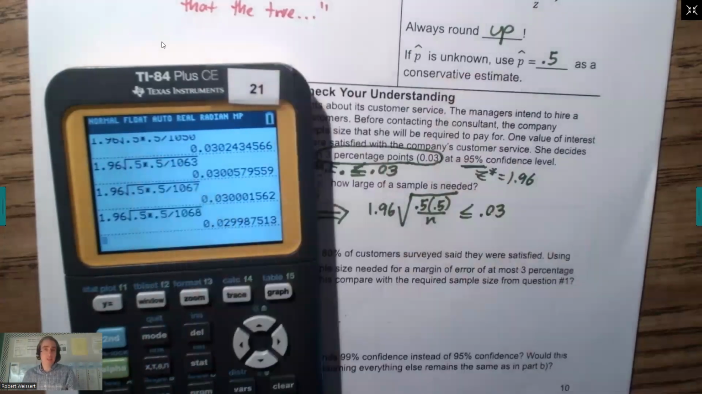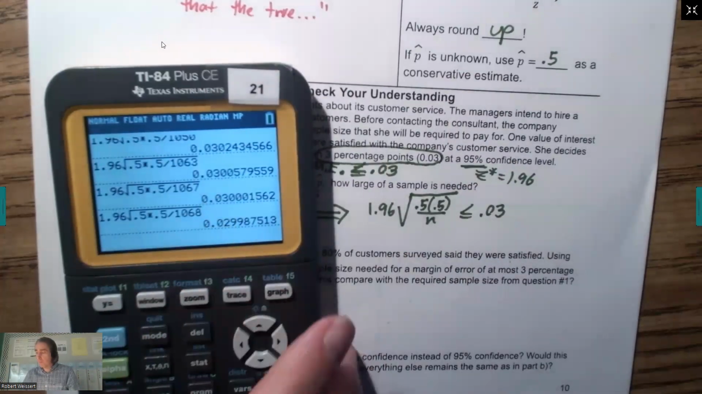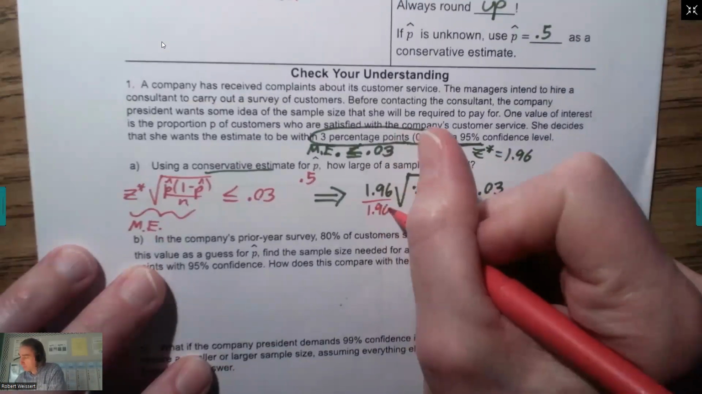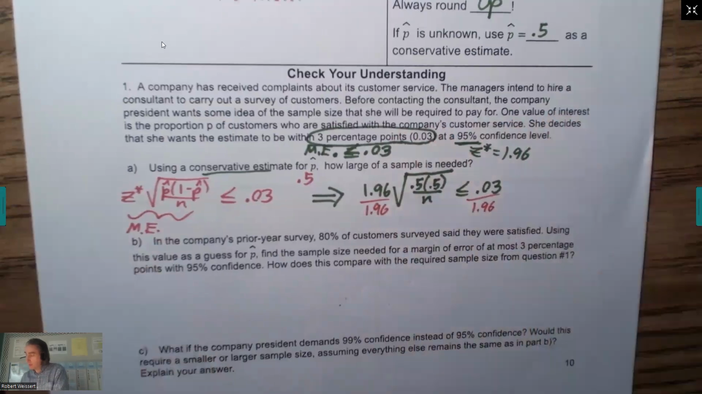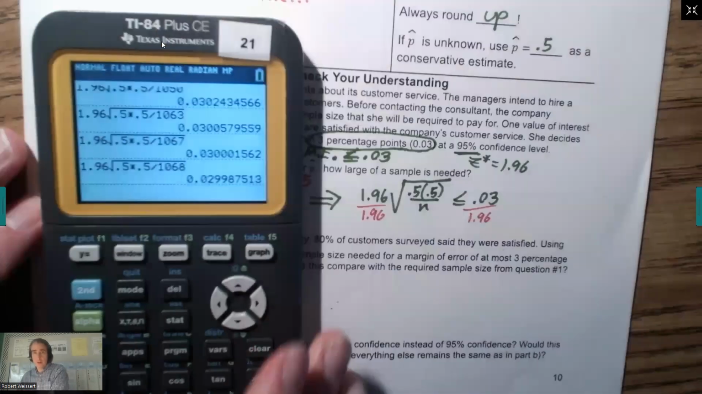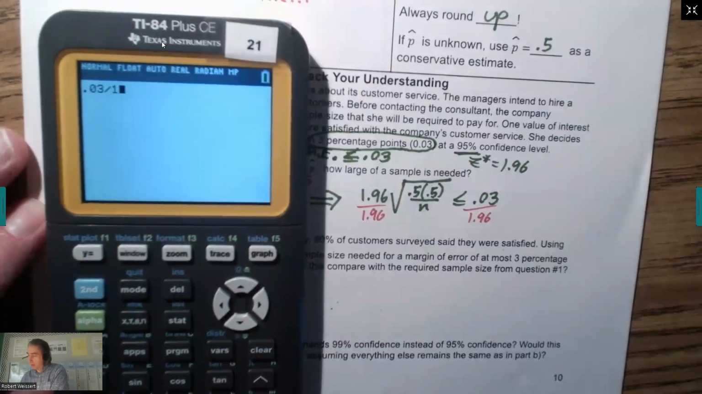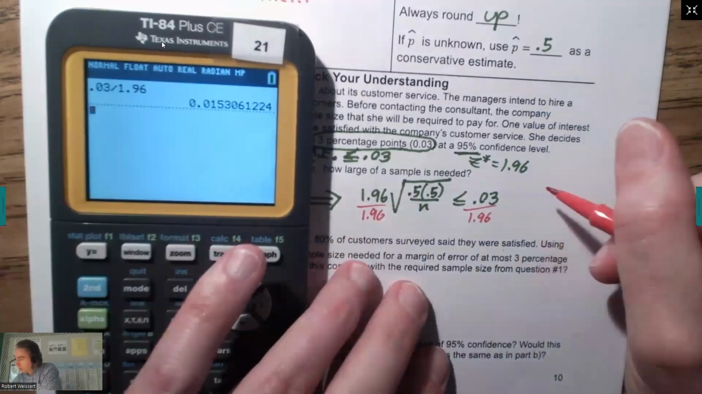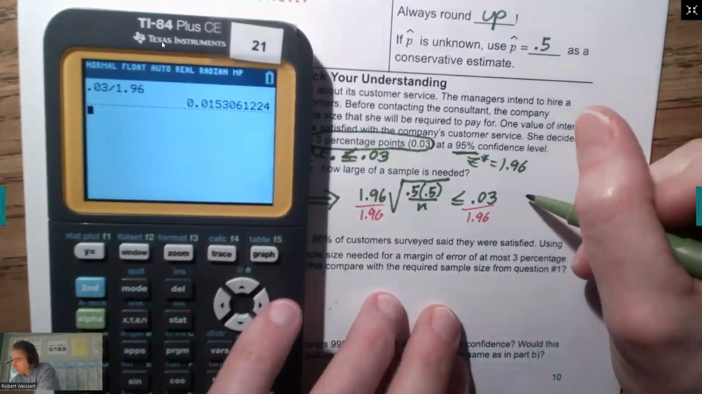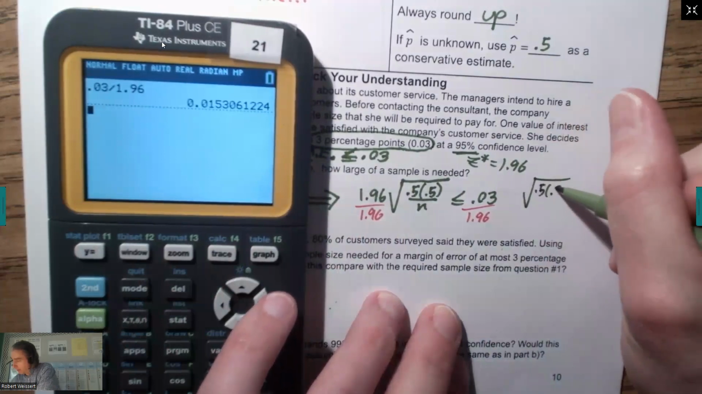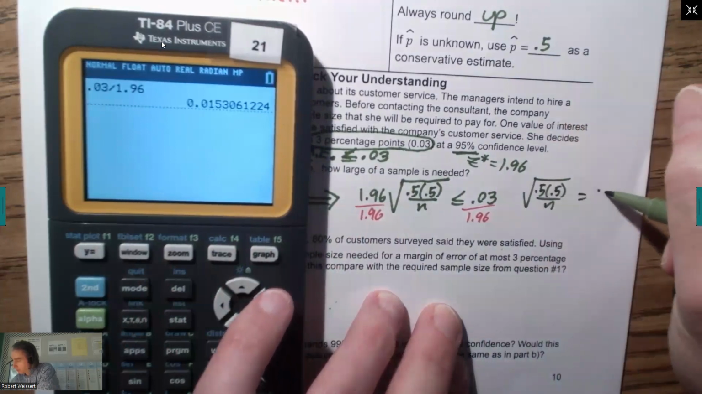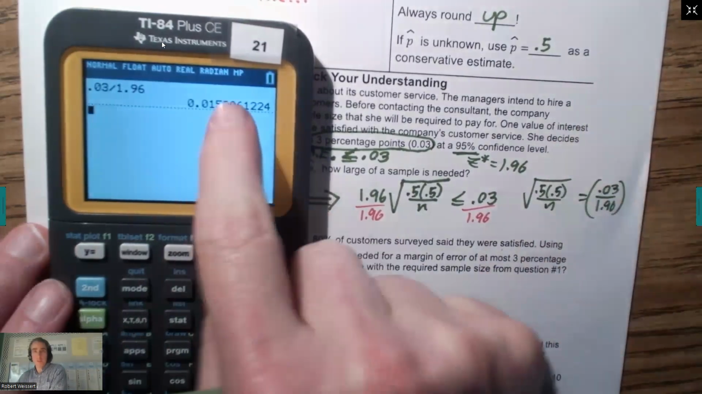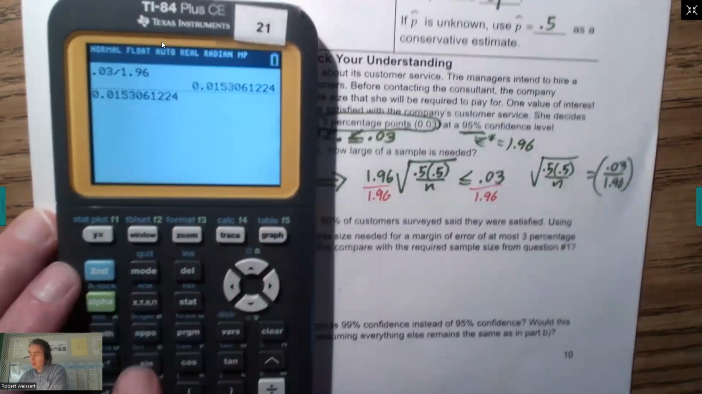Now, you don't want to keep guessing and checking, okay? So we're going to solve for this using this approach. First thing we're going to do is divide by 1.96. Let's do that in your calculator. So we're going to take 0.03 divided by 1.96, whatever your z star is. And then once you have that, you're going to have the square root of 0.5 times 0.5 over n equals 0.03 over 1.96, right? You're going to take this number right here, scroll up and hit the square button.